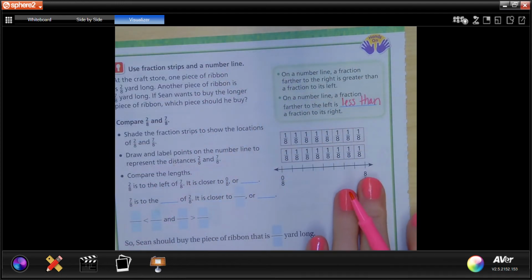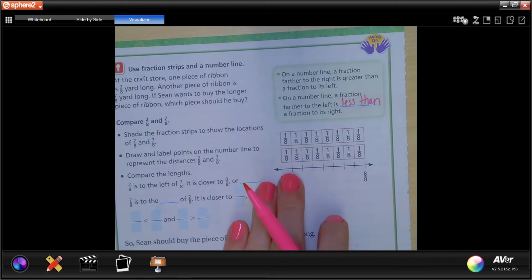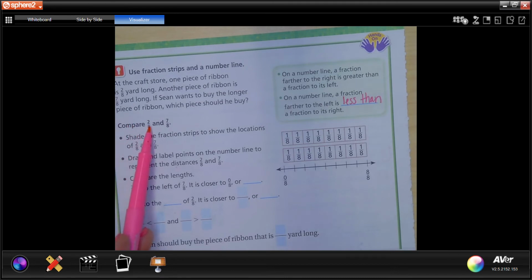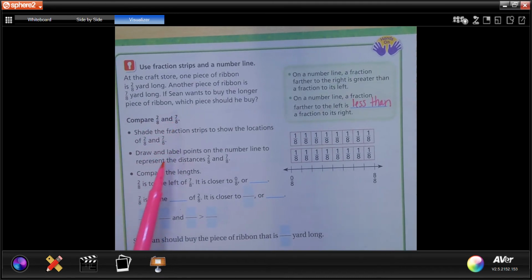So it's greater than if it's closer to the whole. It's less than if it's closer to 0. Okay, so we're going to compare 2/8 and 7/8. We are going to shade the fraction strips to show the locations of 2/8 and 7/8.